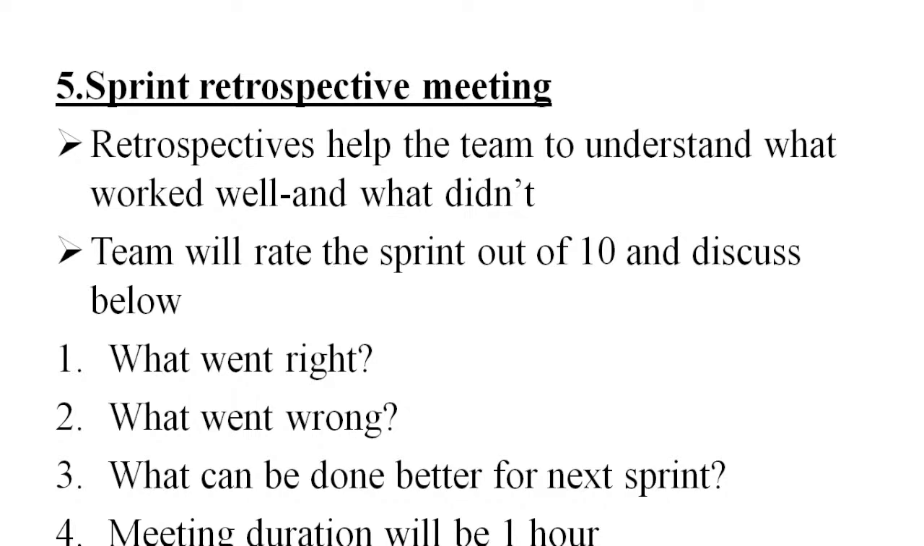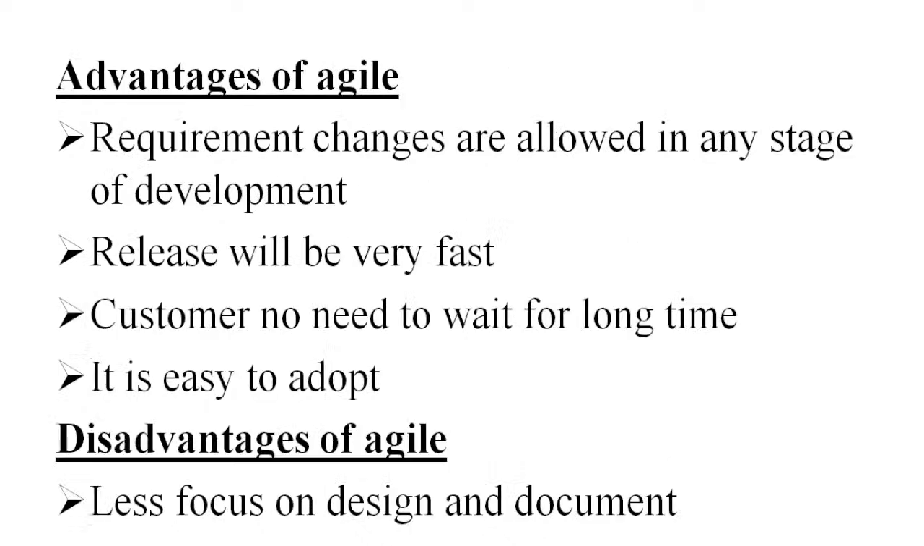So these are all discussed in the sprint retrospective meeting: what went right, what went wrong, and third, what can be done for the next sprint. The meeting duration will be 1 hour. The sprint retrospective meeting helps the team to understand what worked well and what didn't. Okay, so next one, advantages of Agile methodology. These are all the things which are available in Agile methodology.